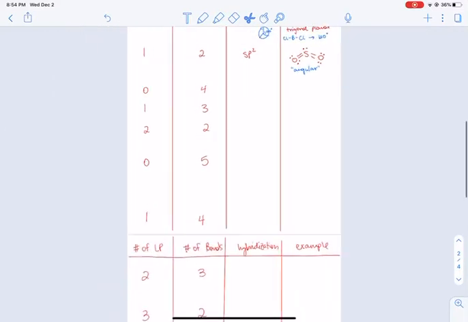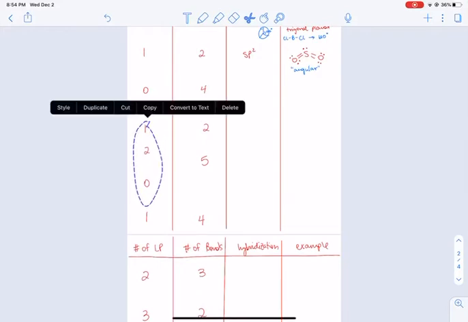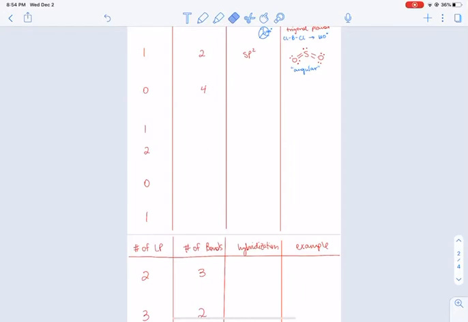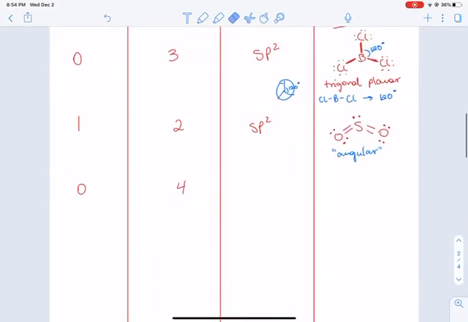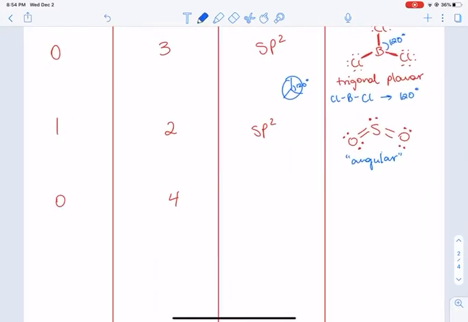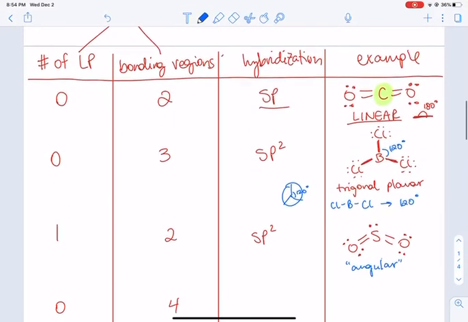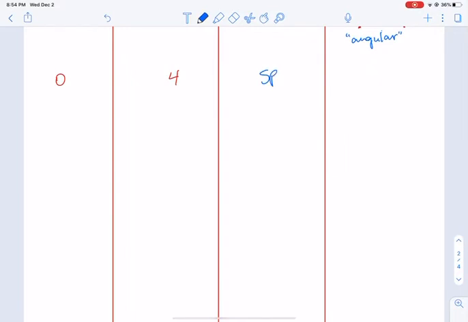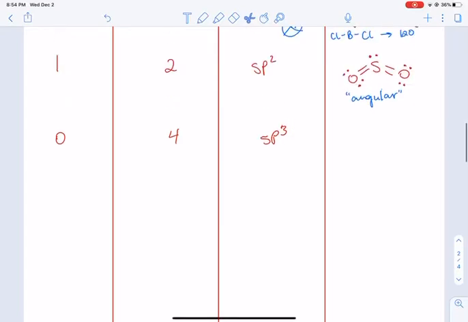Okay. So now let's get into the ones that we see most often. Gosh, these are getting really bunched up, huh? I'm just going to erase these actually. This makes more sense. Okay. So if we have 0 lone pairs and 4 bonding regions, that's going to be an sp3 hybridized atom. Gosh, this is messy. sp3. And an example of this would be methane.